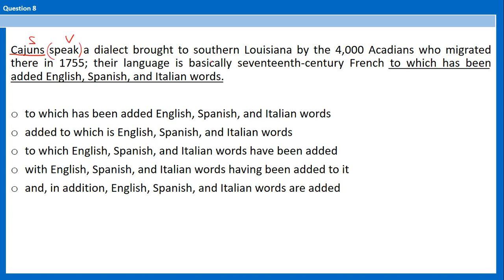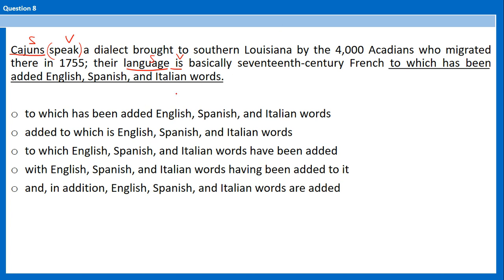Cajuns speak a dialect brought to southern Louisiana by the 4,000 Acadians who migrated there in 1755. So that's the first sentence. It's not underlined. Then you have a semicolon. And remember that semicolons need to connect two main clauses. You have "their language." That's my second subject. "Their language is." That's the verb. Their language is basically 17th century French, to which has been added English, Spanish, and Italian words.